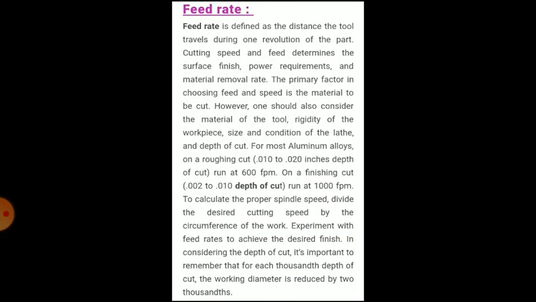Next is the feed rate. Feed rate is defined as the distance the tool travels during one revolution of the part, or one revolution of the spindle. So how much distance the tool travels in one revolution of the spindle is called the feed rate. Cutting speed and feed determine the surface finish, power requirements, and material removal rate.